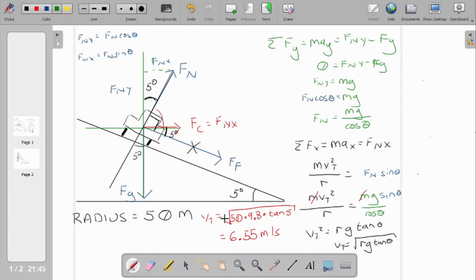And because of that, you can get much higher speeds. This is why, again, they are inclined on both NASCAR tracks and in exit ramps.